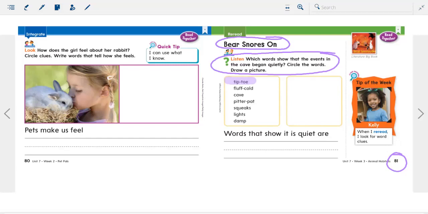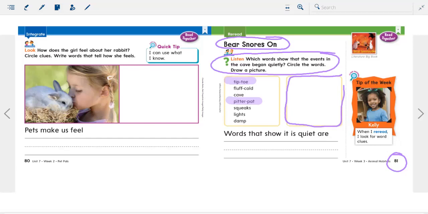All right, the fourth one is pitter-pat. Is that describing quiet events? Yeah, when you pitter-pat, you're walking lightly. So pitter-pat would be another word to describe being quiet. How about squeaks? No, squeaks is not being quiet. Or light. That's not telling us about a sound. Or damp. Does that tell us about a quiet sound? No, it doesn't. So tiptoe and pitter-pat are describing the quiet events.